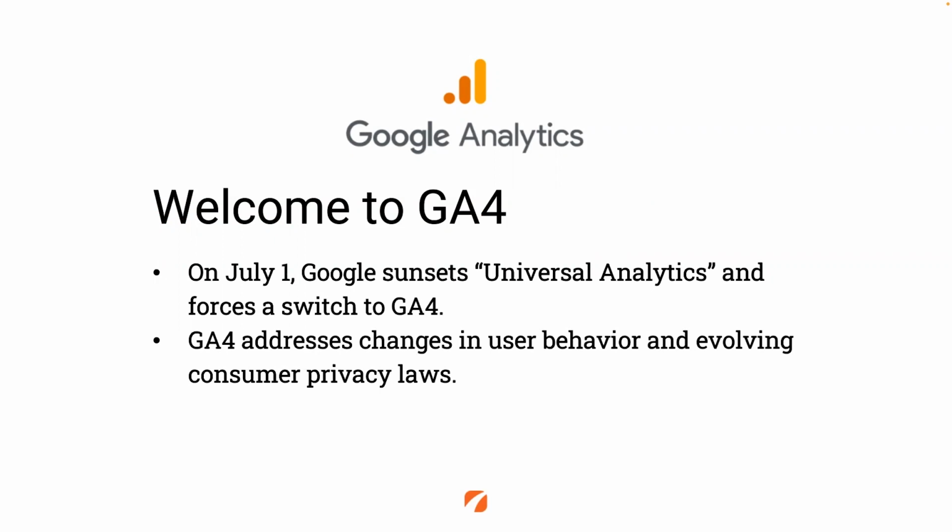When UA, or Universal Analytics, first rolled out, websites were really the only thing we needed to think about. Well, today, people move quickly between websites and apps, and we need to be able to track behavior in both environments. In addition to that, globally, there are evolving privacy laws that are motivating Google to change what their platform is and how it functions.